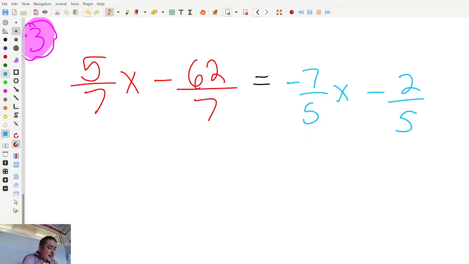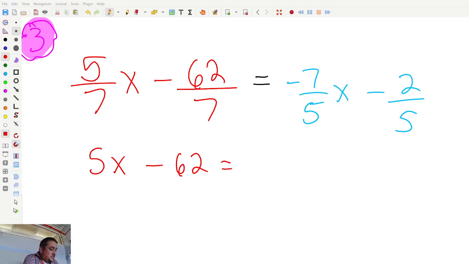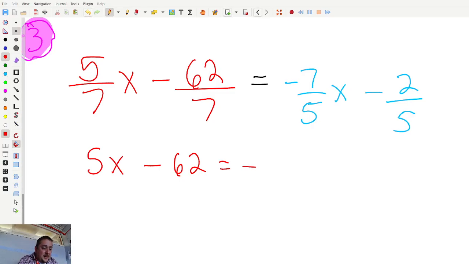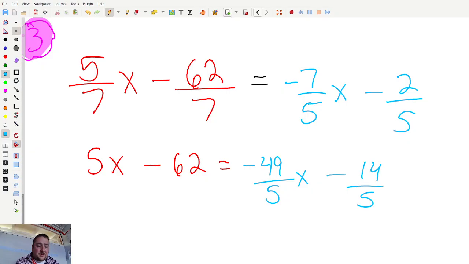First thing, if I had a calculator, even though the fractions scare the heck out of me, who cares? A calculator does work, but I don't have a calculator. I don't like fractions. I'm going to multiply everything by 7. Why? Because it's easy. This becomes 5x. This becomes minus 62. The right side becomes negative 49/5, and negative 14/5. Cool. I don't like the fifths.